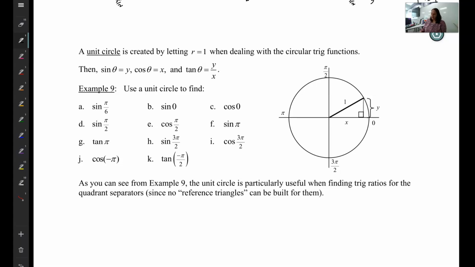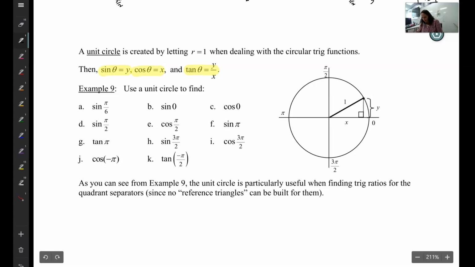Let's talk unit circle. The unit circle, which we've kind of already mentioned thus far, is when the radius is 1 for the trig functions, which makes things way easier, because then sine is y, cosine is x, and tangent is y over x. Since r is 1, it just kind of goes away. So we're going to use the unit circle to find these ratios.